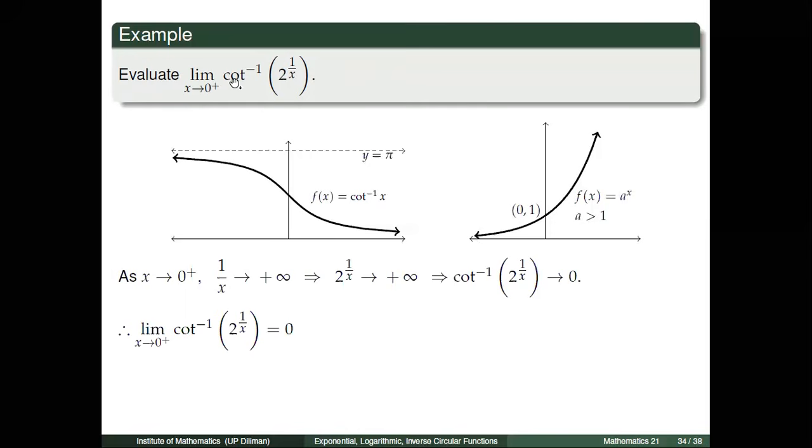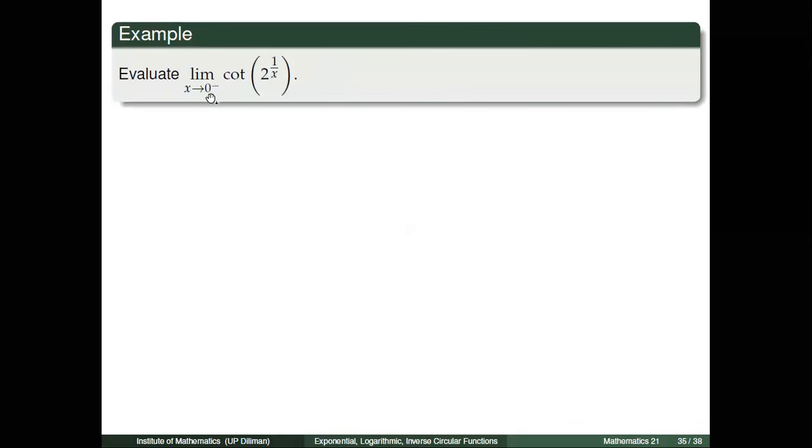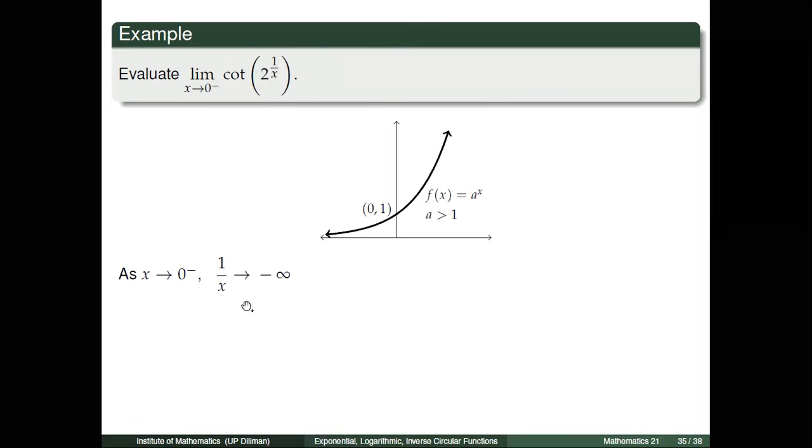Now, in our next example, we replace the inverse cotangent function by the cotangent function and let x approach 0 from the left this time. Again, the exponent here approaches negative infinity. So we will need the graph of f of x equals 2 raised to x once more. Now, as x approaches 0 from the left, 1 over x approaches negative infinity. So, based on the graph of f of x equals 2 to the x, since the exponent approaches negative infinity, 2 to the 1 over x will approach 0.